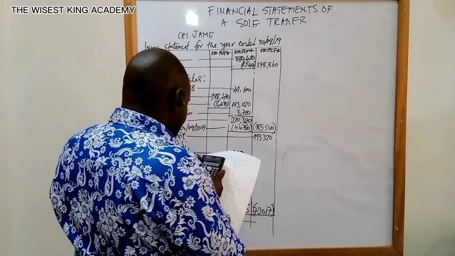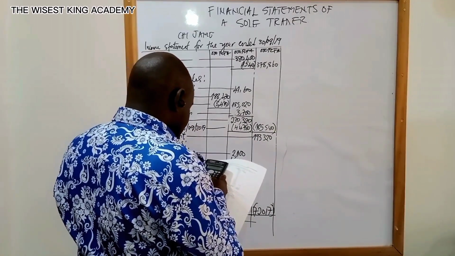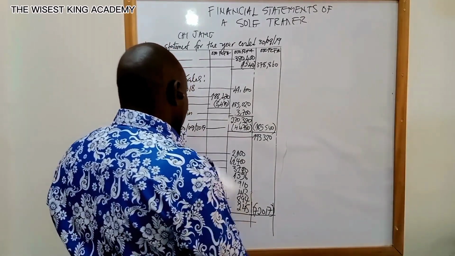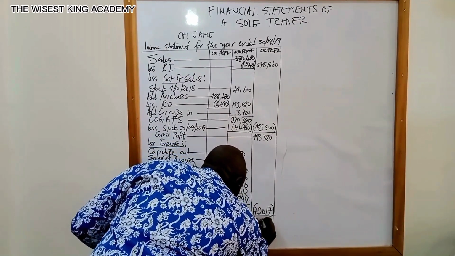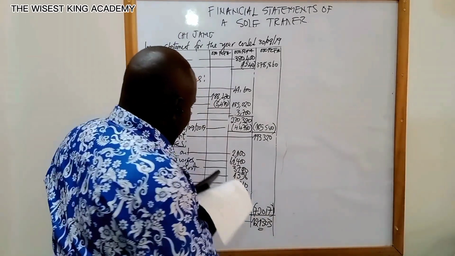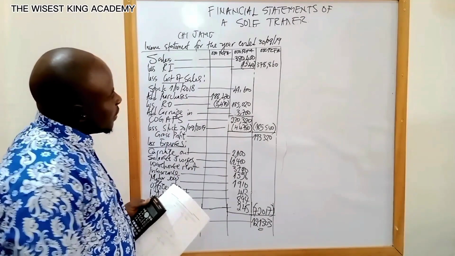So take 193,320 minus that answer, and that gives us 121,303. So our net profit is 121,303. So that is our net profit.